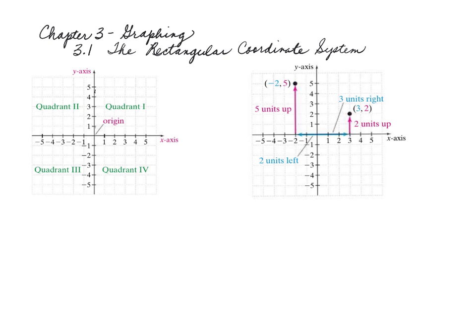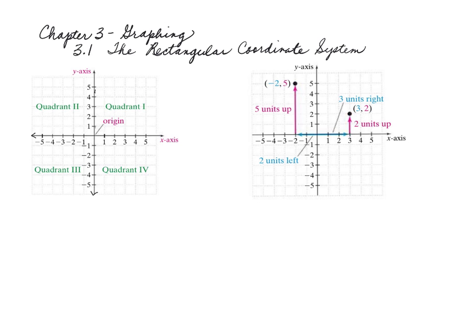In chapter 3, we're going to be graphing linear equations. That means graphing lines. But before we do, we have to talk about the rectangular coordinate system. The rectangular coordinate system is a scheme that is used to identify the location of points in space.